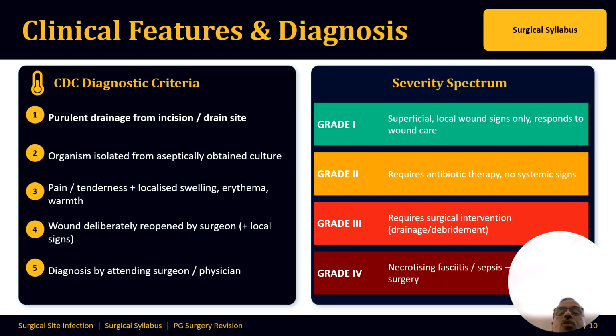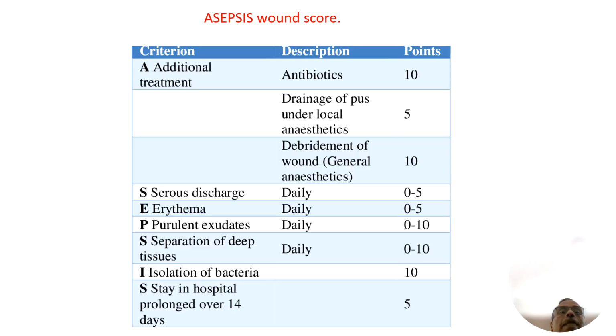And grade 4 SSI would be categorized as patients with necrotizing fasciitis or sepsis. Such patients would require surgical intervention and source control. So these are the severity spectrum grades of SSI, from grade 1, which responds to only wound care, to grade 4, where the patients have associated sepsis or necrotizing fasciitis.